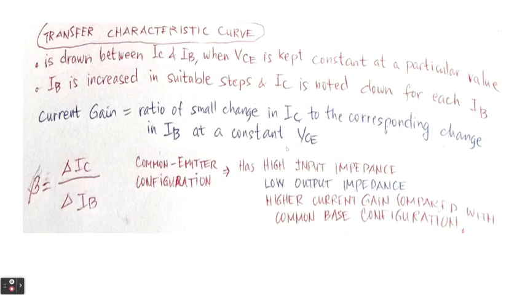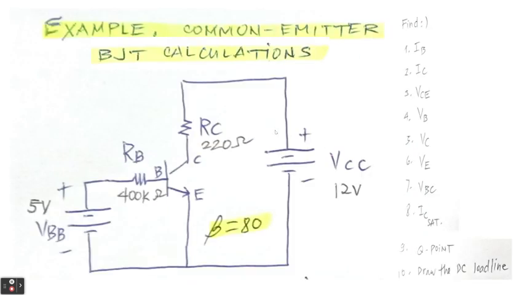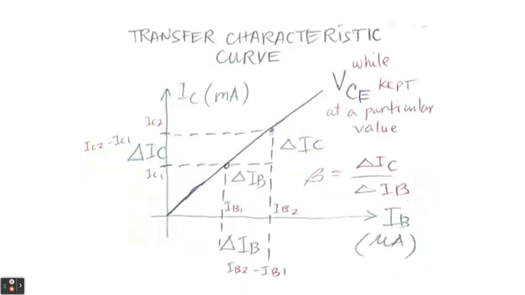Now, to calculate the current gain, we just divide the change in IC to the corresponding change in IB at a constant VCE. And this current gain is represented, as I have said before, by beta, IC divided by IB. But how will we get the change in IC and the change in IB? All you have to do is to take any point along the line, and you will just subtract the IC here, IC2, with the point here, which is IC1, and there you go, you will get your delta IC.